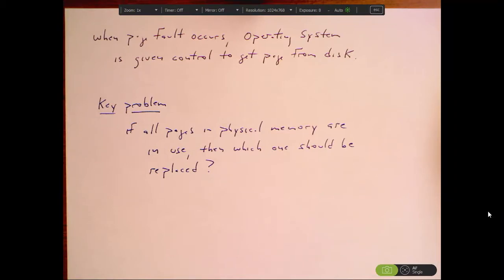The key problem, again, because we've decided to use an associative mapping, is if all the pages in physical memory are in use, then when a page fault occurs, which one should be replaced? Because with an associative mapping, we can replace any of the physical pages.